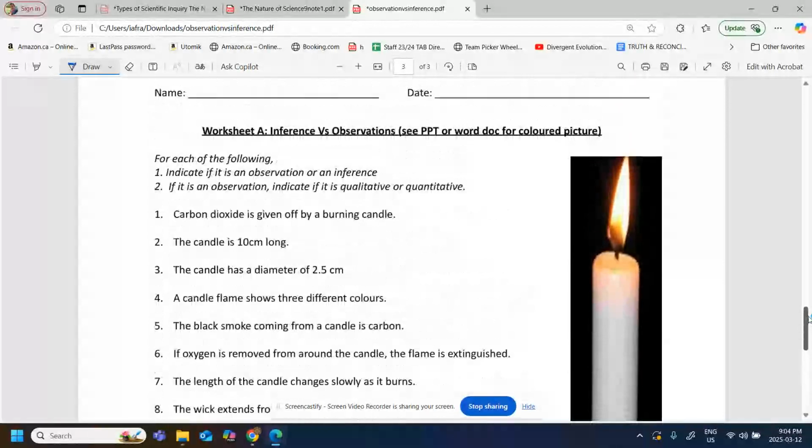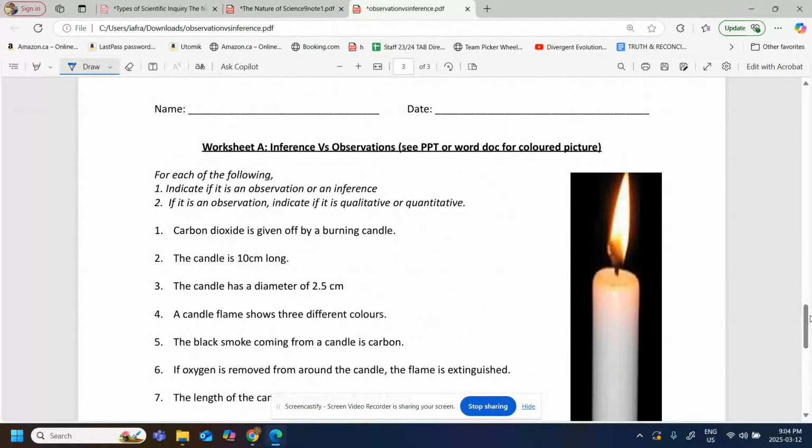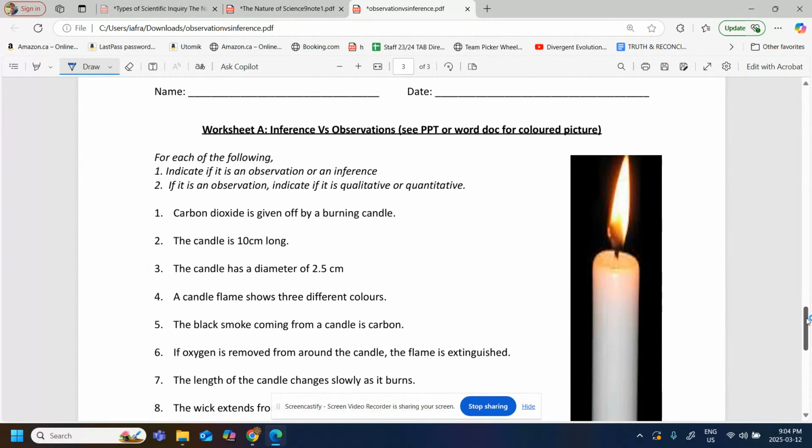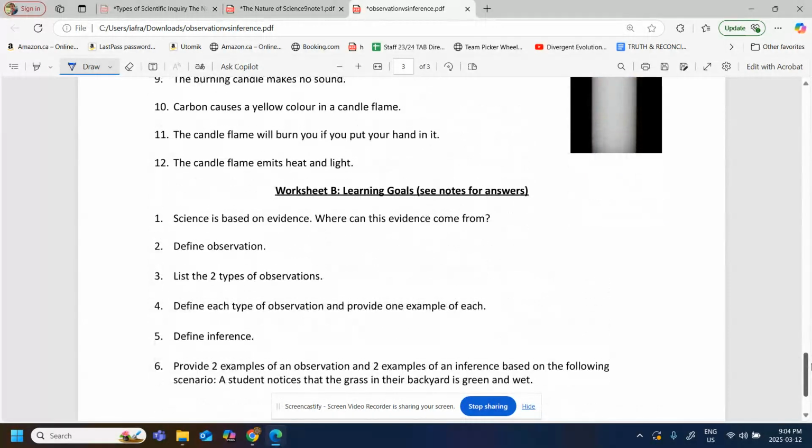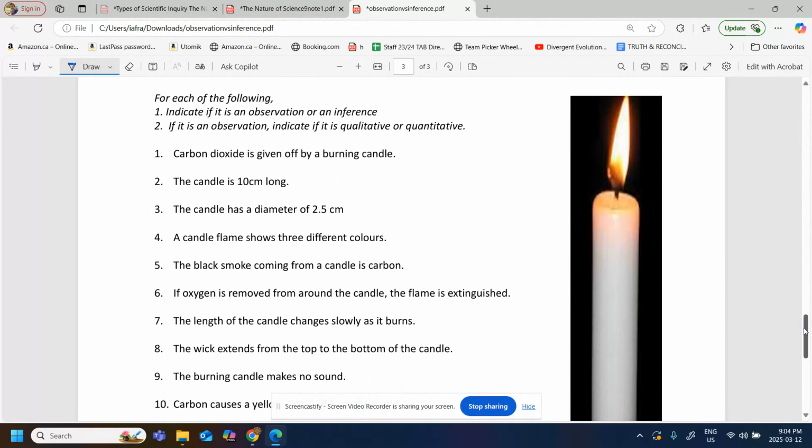In this video, we're going to do one last practice problems from your worksheet for observations and inferences. The answer key can also be found in the slide deck online for observations and inferences. You can also do your learning goals using your notes to find the answers for these problems here. So let's go ahead to the candle example.